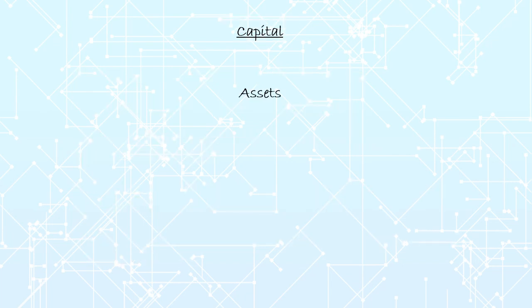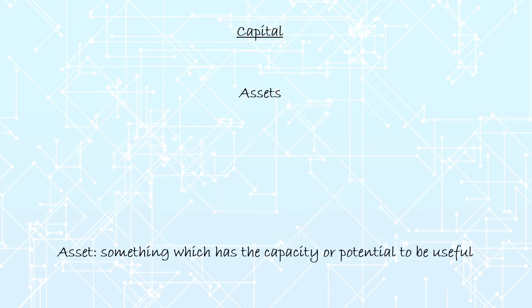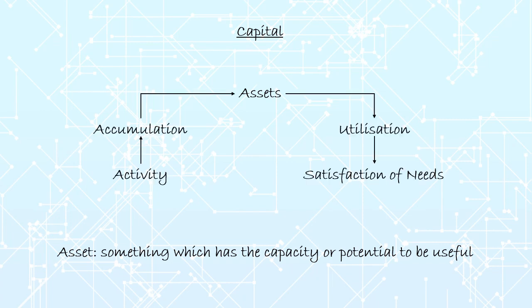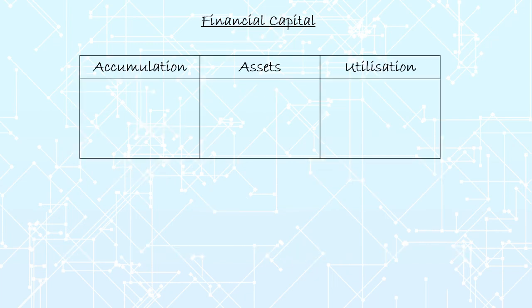Capital is a set of assets, and assets are things which have the potential to be useful. Assets are accumulated by human activity and are used by humans to satisfy their needs. As we learn from experience, we adapt our behaviour to increase satisfaction. Capital takes many forms, the most familiar of which is financial capital.